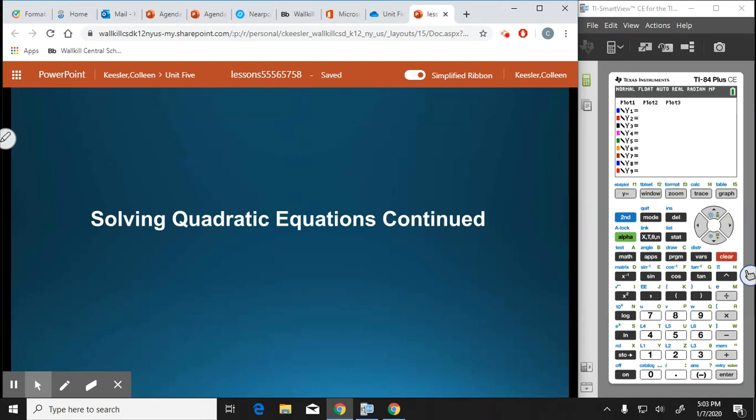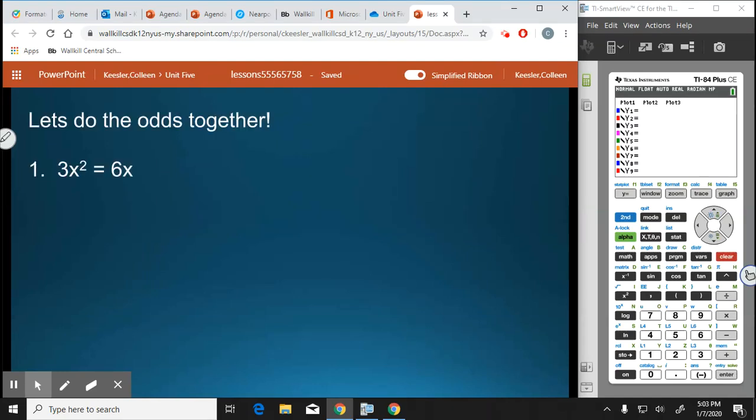Hey gang, today we have more solving quadratic equations. Let's do the odds together. So for this first one, since we have an x squared term and an x term, we have to start by setting it equal to 0, and then we're going to factor.